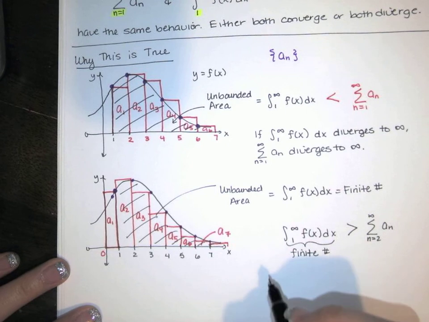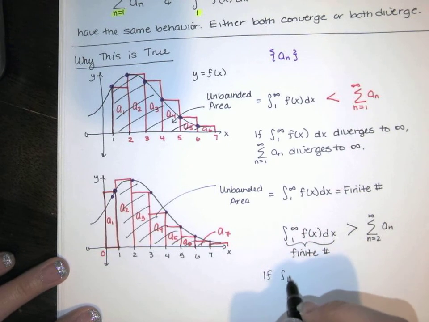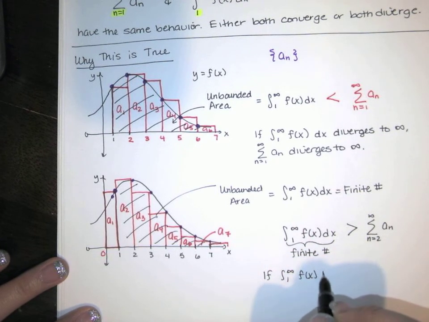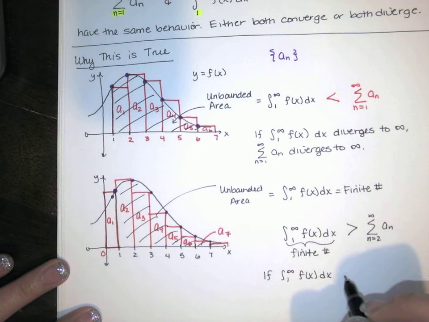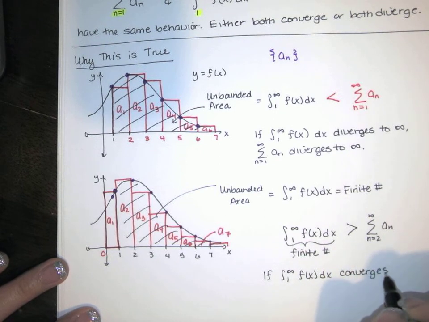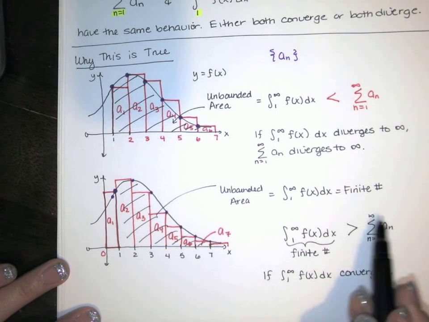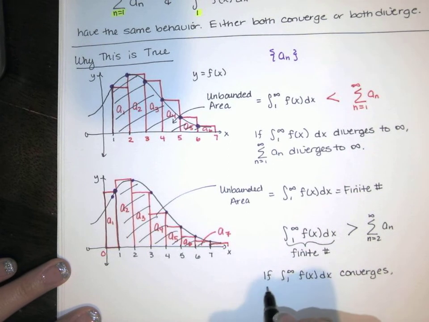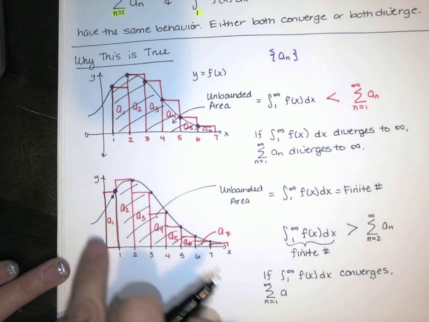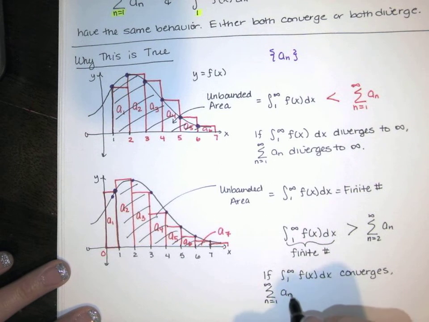Okay, so what does that say? It says if the integral from 1 to infinity of f of x dx is finite, or we could say if that integral converges, then this is a finite number, which means that series converges as well. And we can start with n equals 1 because we're just adding on a single number at the beginning.